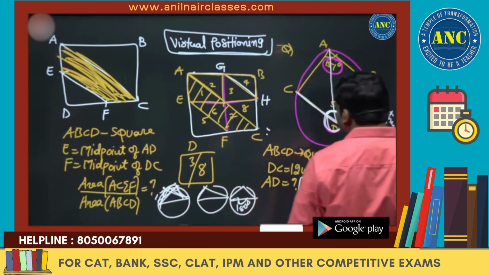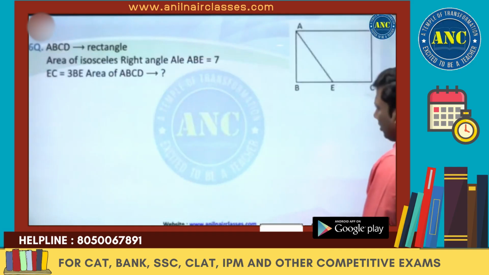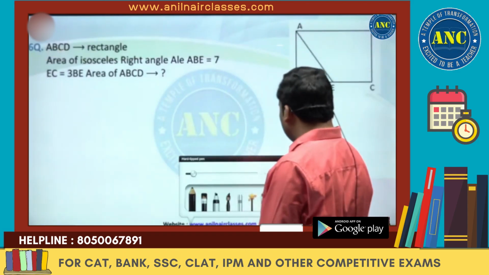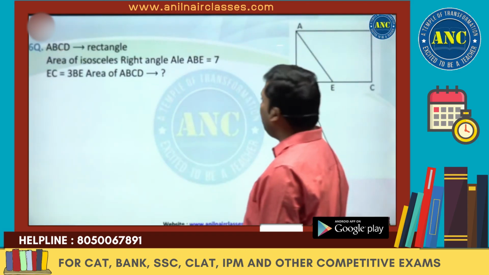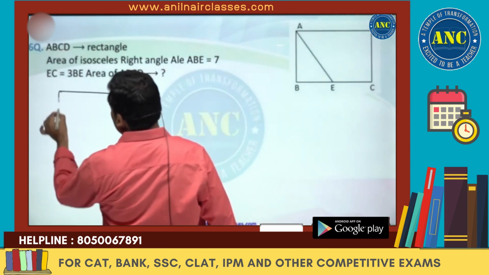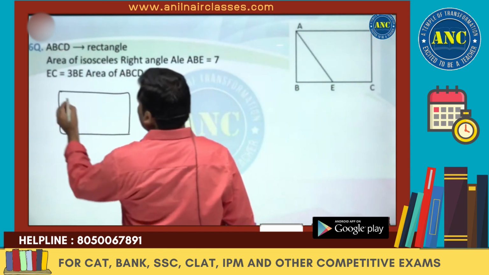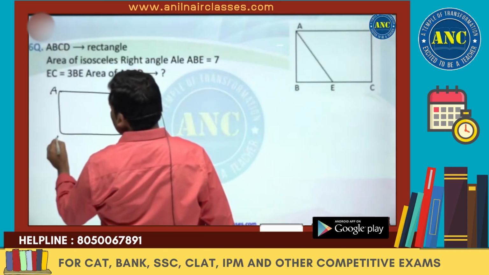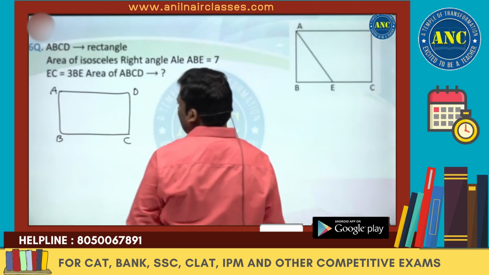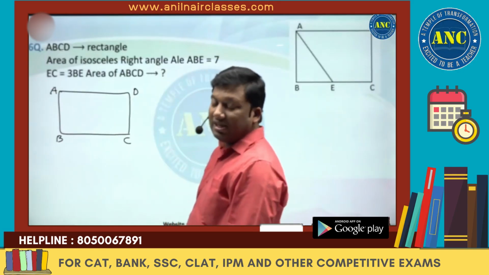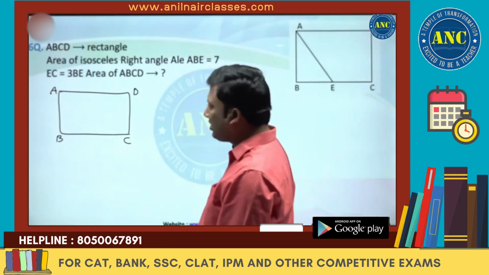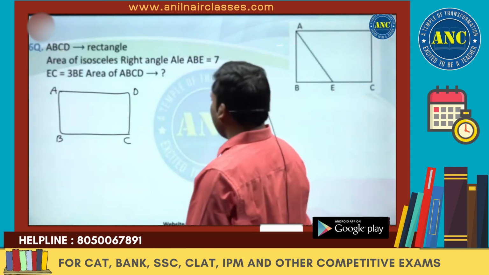Virtual positioning. I think there is another question. Let us see this 16th question. Read the question. ABCD is a rectangle. This is A and it is B and it is C and it is D. There is a very, very important property with respect to a rectangle that I will say after this point. BE.